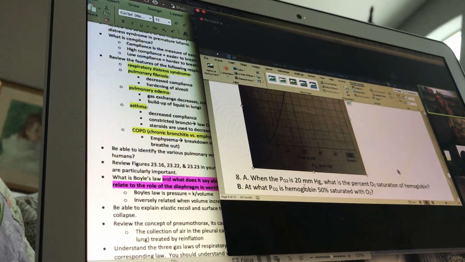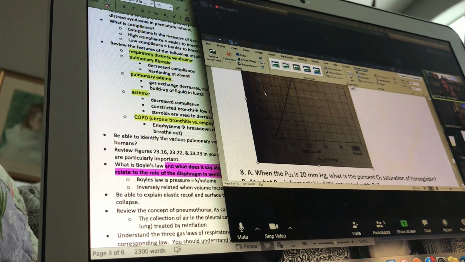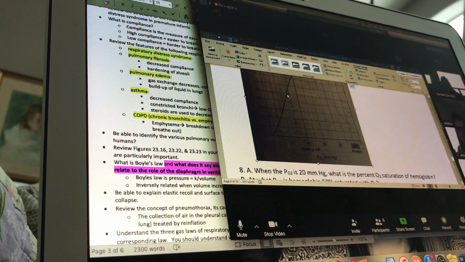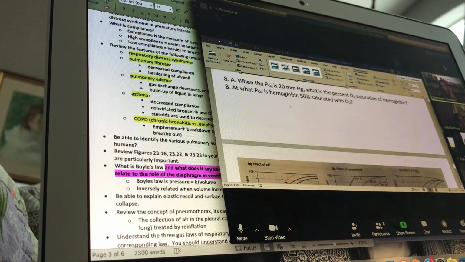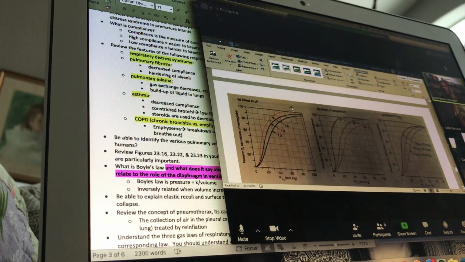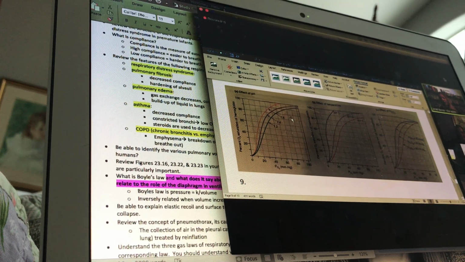And then at what partial pressure of oxygen is hemoglobin 50% saturated? For this one, you look for the 50% saturation, and then you find the point where that happens. So I think that part was probably okay, right? Where it got a little bit dicier is when we start looking at the different graphs and how they shift to the left or the right.